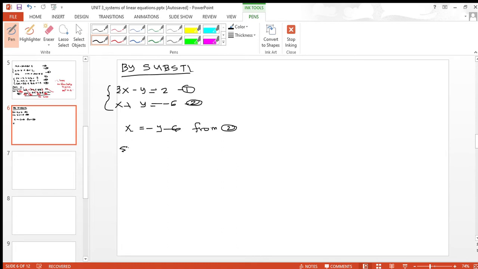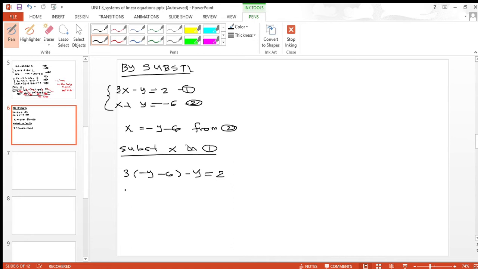And then what we will do is we now substitute x in the equation that we did not use, and in this case, equation 1. So we have 3 times x, which is minus y minus 6, and then we have minus y equals 2. What will you notice here? We now have reduced the system to an equation involving only one unknown.